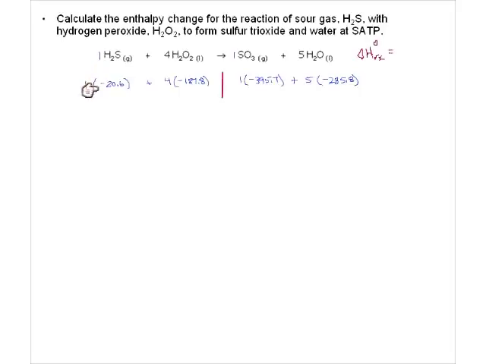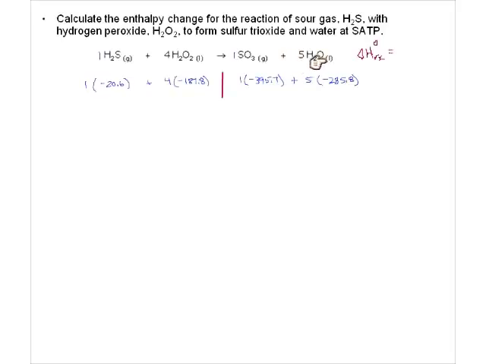This is going to be 1 times H2S. I find that value from the table. 4 times peroxide. Some people would look at that and think it would be water, but it's not. It's peroxide, H2O2, hydrogen peroxide. And there's going to be 4 times that. 1 times sulfur trioxide, and 5 times water.